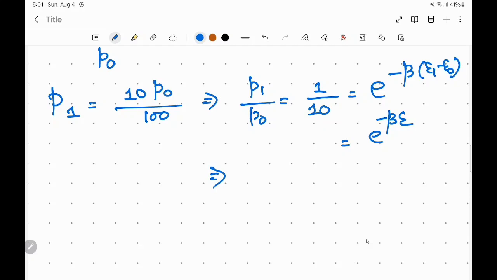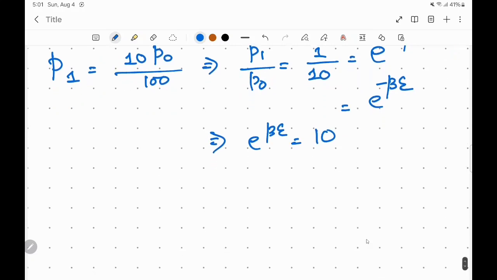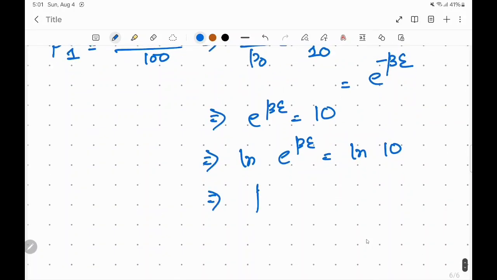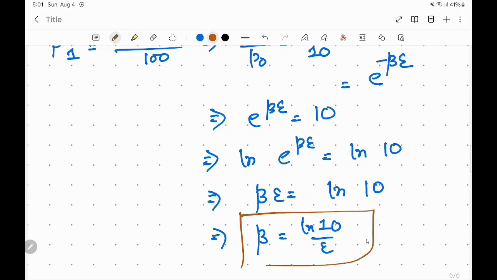From here you can see that e to the power beta epsilon will be 10. Correct? So take log, ln 10. So beta epsilon is ln 10. You have to calculate beta. It is 1 by epsilon into ln 10, or ln 10 by epsilon. Clear? This is the inverse temperature.